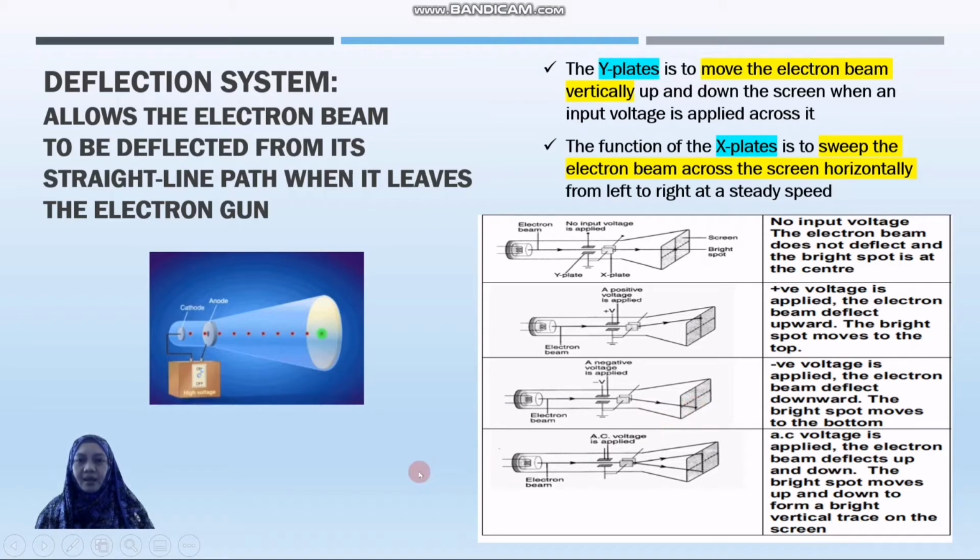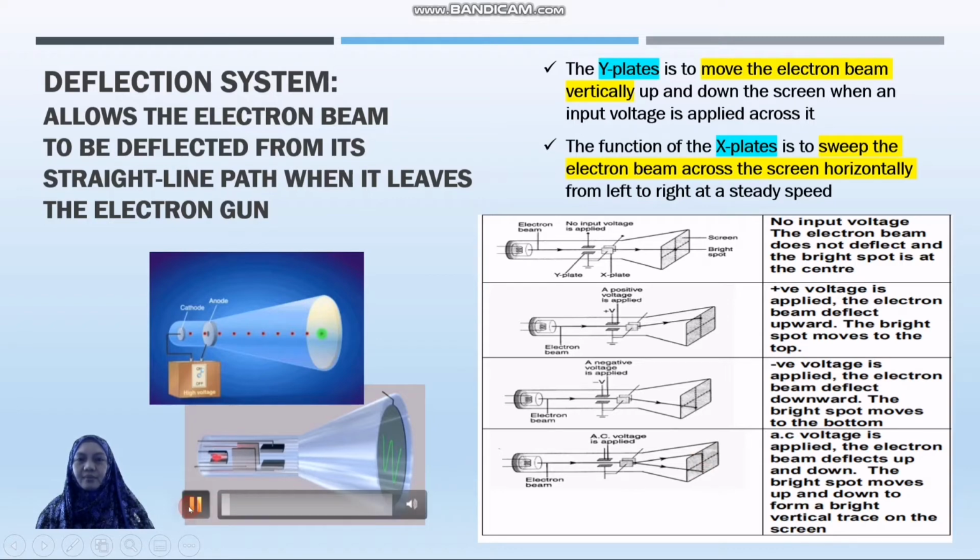Okay, and in diagram 4, what happens if we now connect an AC voltage to the Y plate? You know that an AC voltage changes direction alternately. So the electron beam will be deflected up and down. So now a bright spot appears as a bright trace on the screen. Okay, a bright vertical trace on the screen. So this deflection on the Y plate will be the same as the deflection on the X plate.